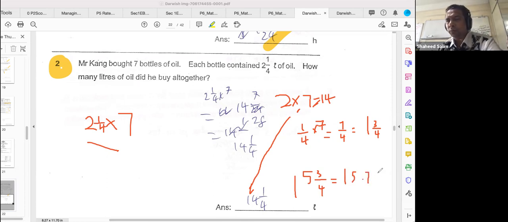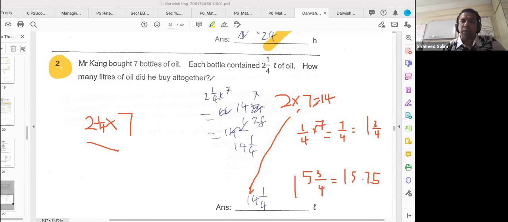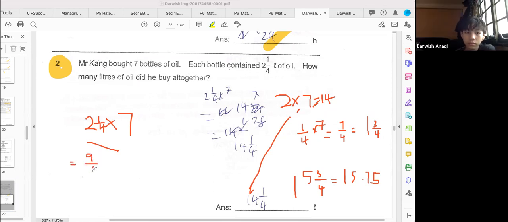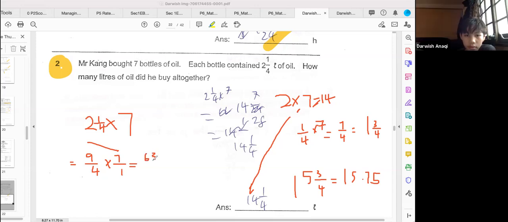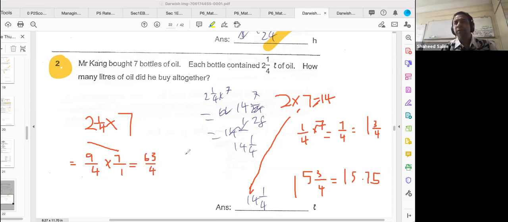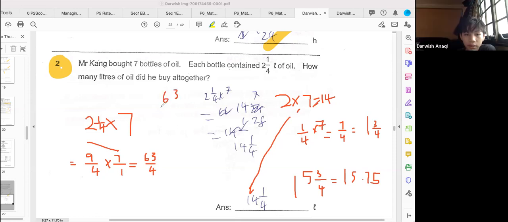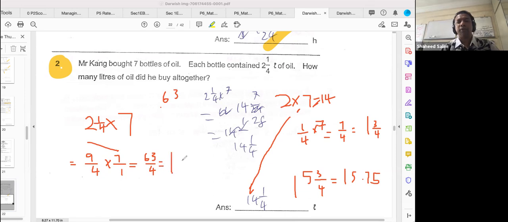So your mistake down here, what did you do? You just take 2 times 7, 14, you just plus the 1/4. Cannot do that. You must take 2 times 7, then 1/4 times 7, add them both up. Method number 1. Method number 2, change this to improper fraction. 2 1/4 becomes 9/4. 9/4 times 7. 9 times 7 is equals to 63. Remember you told me 63/4 just now? That is 15 3/4.